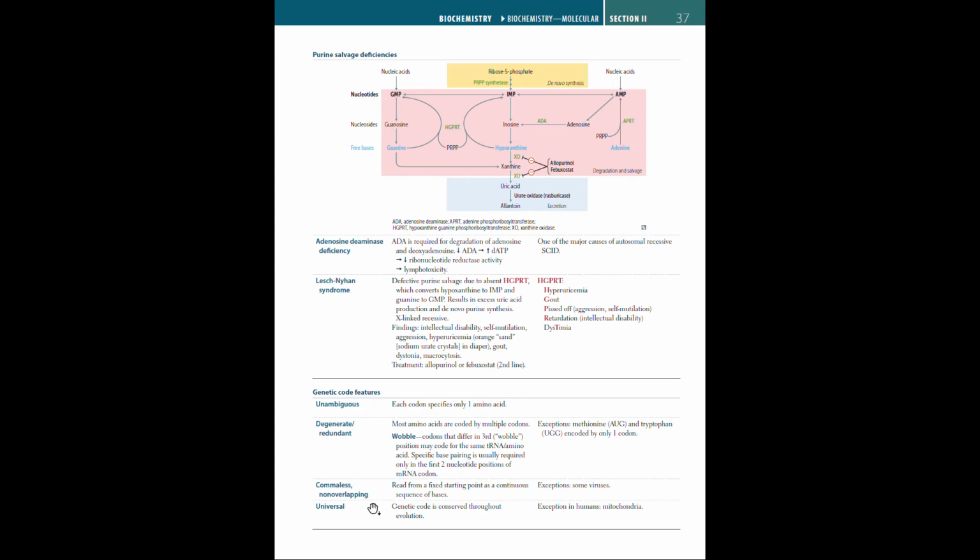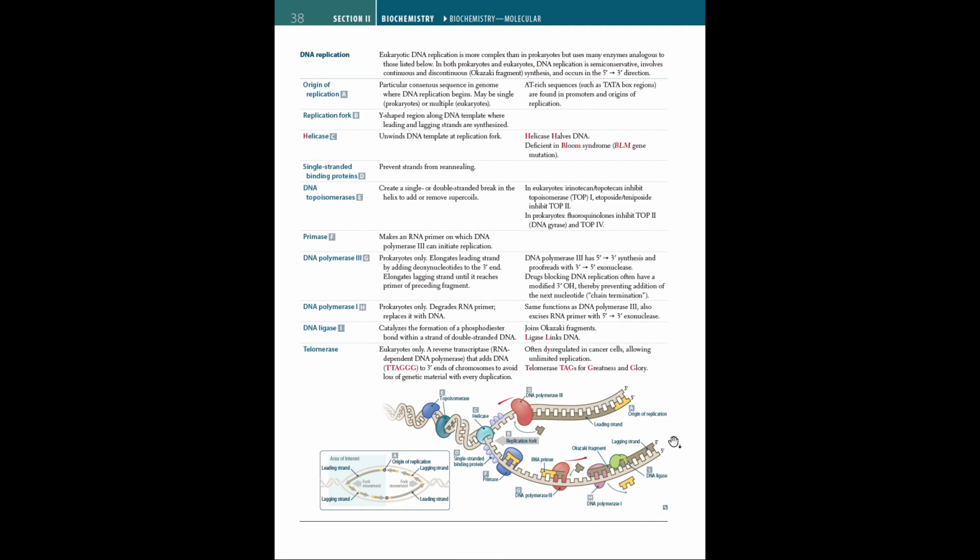Commaless, non-overlapping, read from a fixed starting point as a continuous sequence of bases. Exceptions: some viruses. Universal: the genetic code is conserved throughout evolution. Exceptions in humans, like mitochondria. So universal means it's the same code for all of them. It's not changing for anyone.